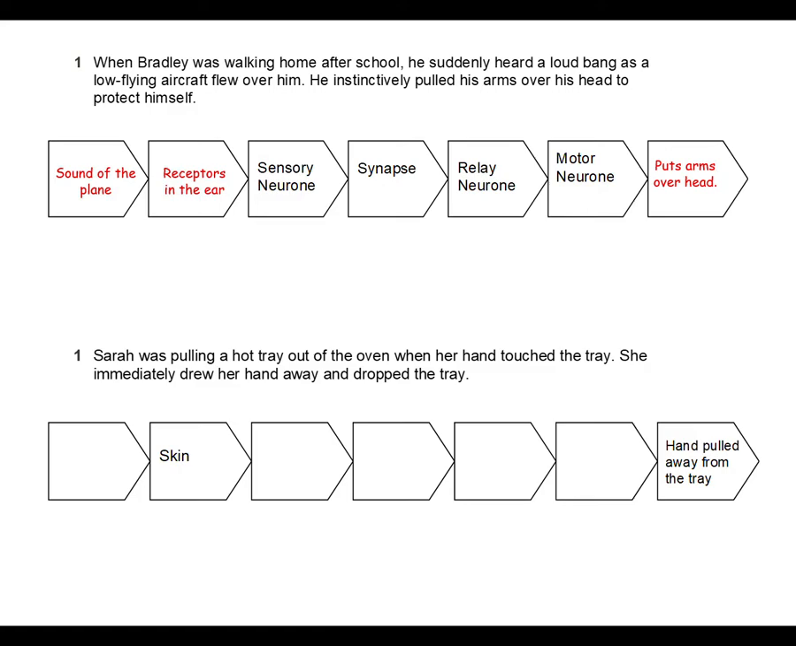So Sarah was taking a hot tray out of the oven when her hand touched the tray. She immediately drew her hand away and dropped the tray. So what was the stimulus? That was the hot temperature of the tray. That was detected by the cells in her skin, passed along a sensory neuron, which synapses with a relay neuron, sends a message along a motor neuron, and her hand is pulled away from the tray. Okay, so that was a recap of what we did last lesson.